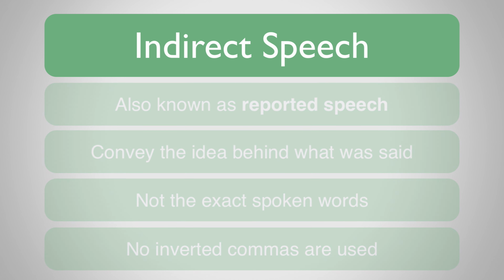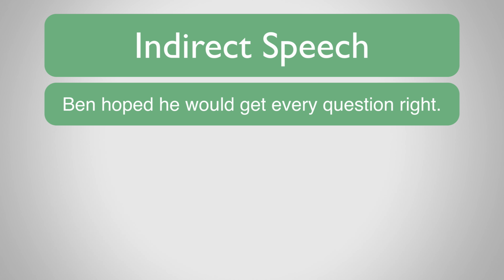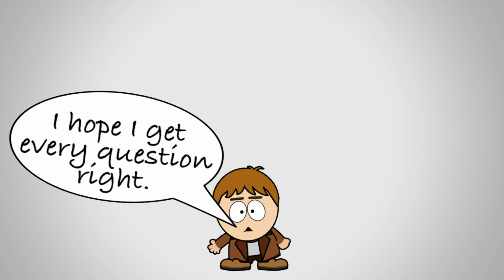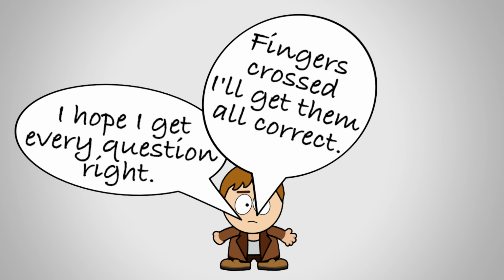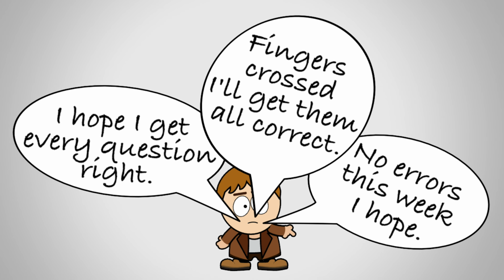Take a look at this example. Ben hoped he would get every question right. This is indirect, or we could say reported speech. We can see that no inverted commas have been used, so we don't know the exact words that Ben said, but we have a pretty good idea. Maybe he said, "I hope I get every question right," or "Fingers crossed I'll get them all correct," or even "No errors this week, I hope."